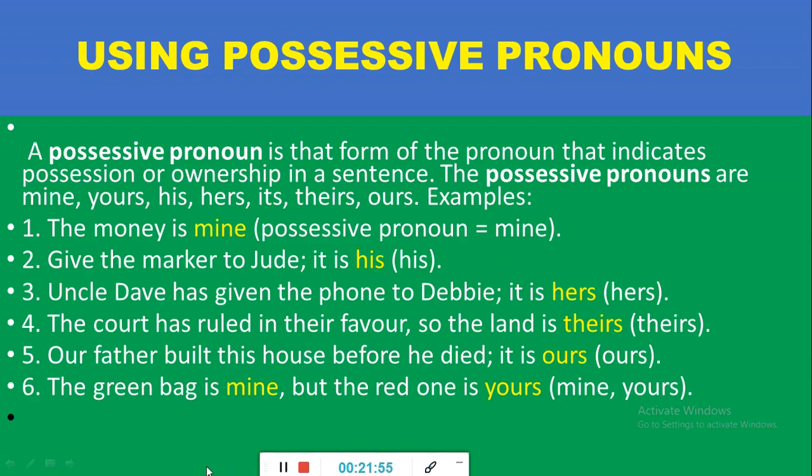Sentence number 5. Our father built this house before he died. It is ours. Ours is the possessive pronoun referring to our house. Our house. It is ours. Now, the last but not the least, sentence number 6. The green bag is mine, but the red one is yours. So we can see two possessive pronouns, mine and yours, both of which are indicating ownership in the sentence.